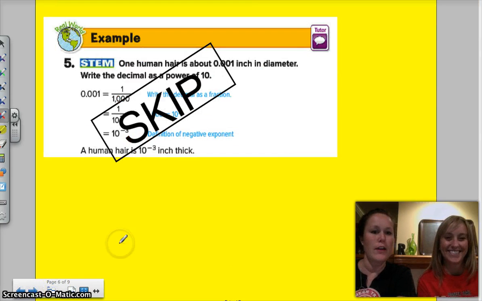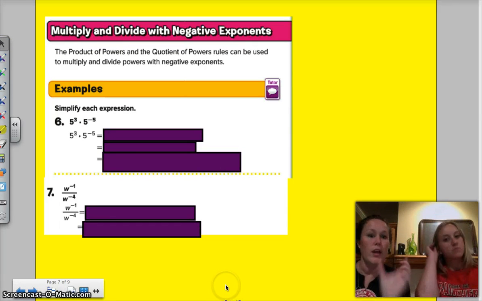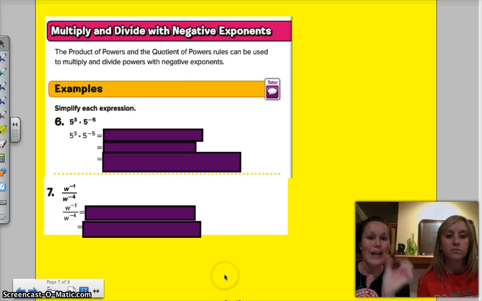All right, number 5. Hey, we're skipping it. There's a reason. You don't need to know it. All right, so now we're multiplying and dividing with negative exponents. Basically the same concept: when you multiply with the same base, add the exponents. You guys just aced your quiz on this, so let's check out what they do.